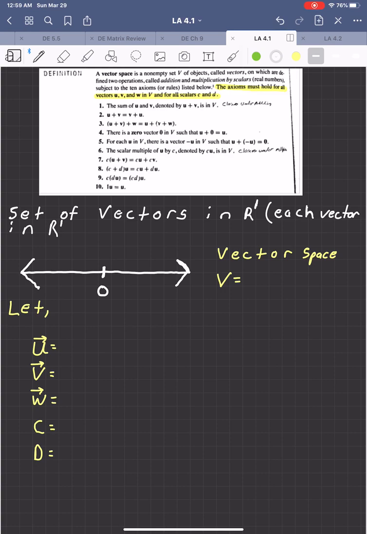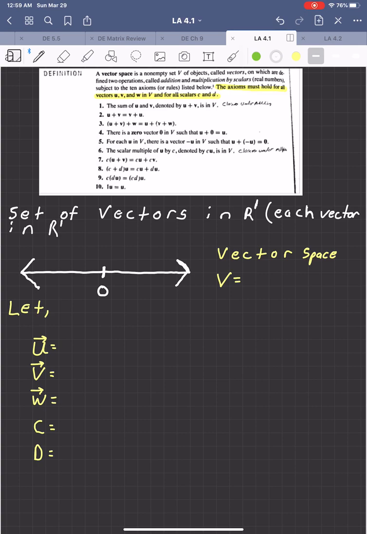So what is a vector space, right? It's a set of vectors. It can't be an empty set. It has to be a set of vectors. It does not matter what type of vectors are in this set. They can be vectors in R2, vectors in R3, vectors in R1, but it is a set of vectors.